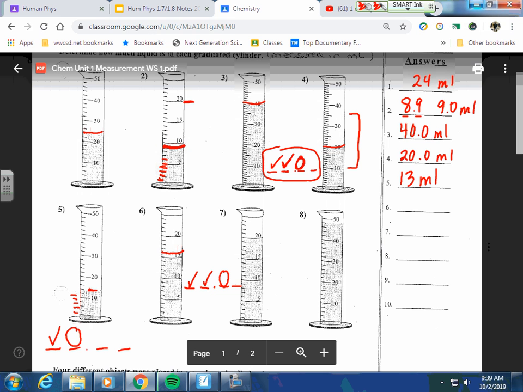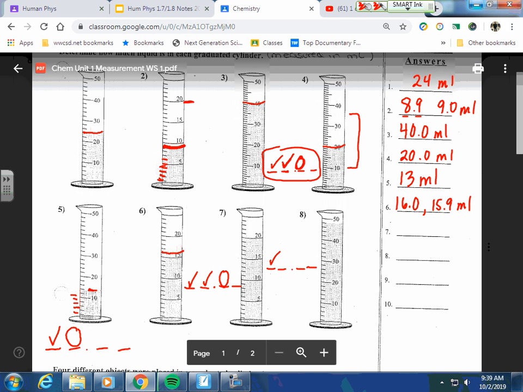So maybe you think it's right at 16, you'd put 16.0. Maybe you think it's just below it, 15.9. Either of those answers is acceptable. 16.1, 15.8, any of those are acceptable. All right, number 7.